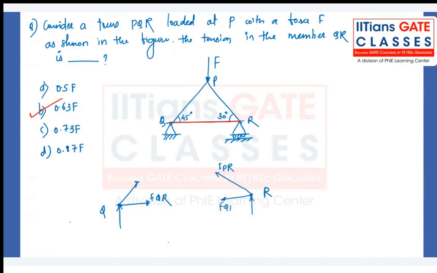So what we want is FQR, right? If you focus here, it will be FQP. So in order to get FQR, we either need FQP or we need FPR. If you consider joint Q, you need the force in QP, or if you consider joint R, you need the force in PR. So ultimately you have to analyze the joint P as well. So first let's analyze the joint P. The free body diagram of joint P looks something like this.